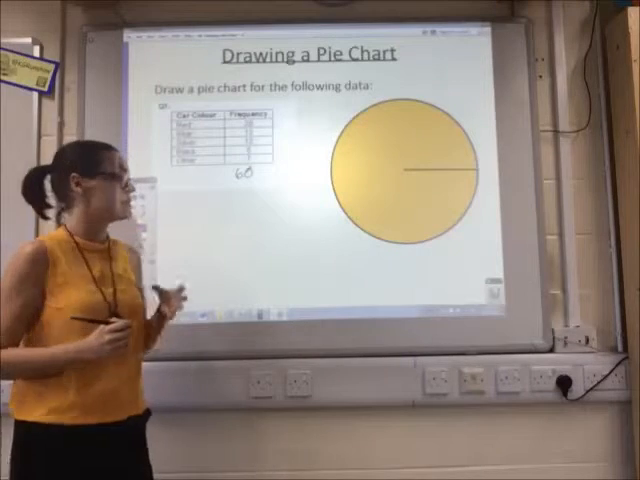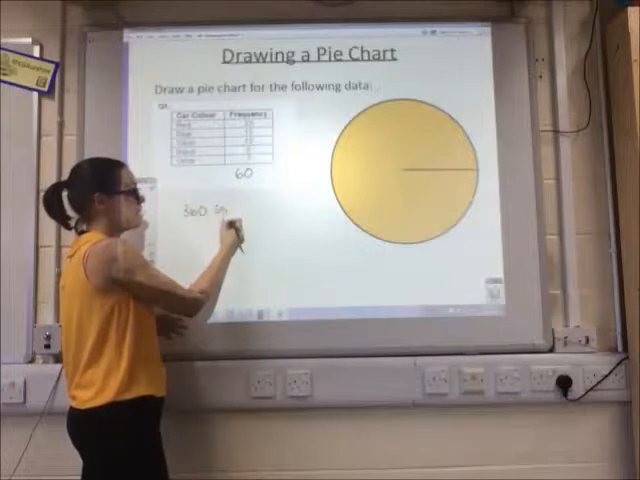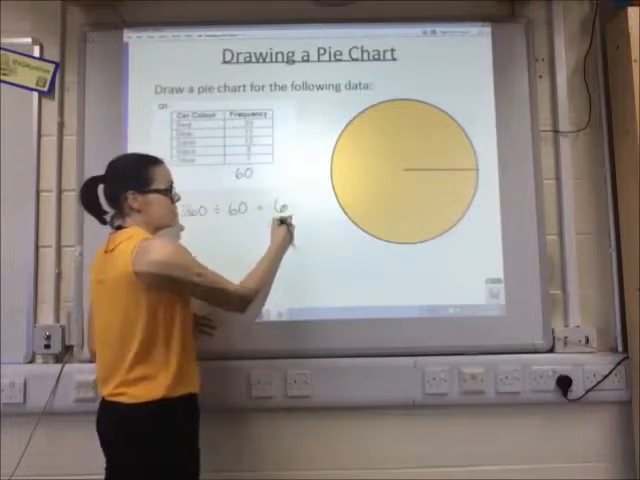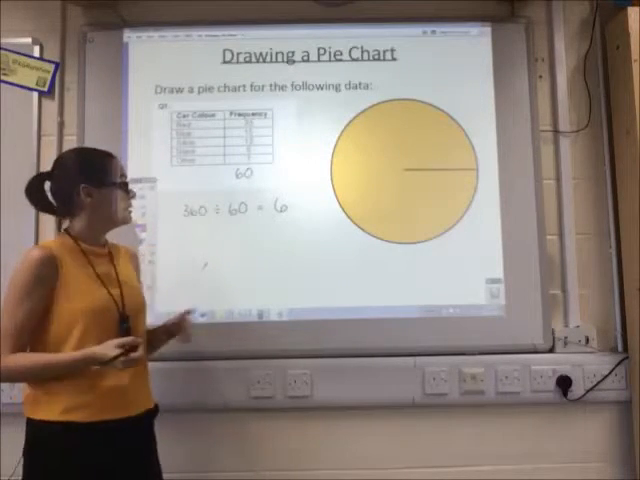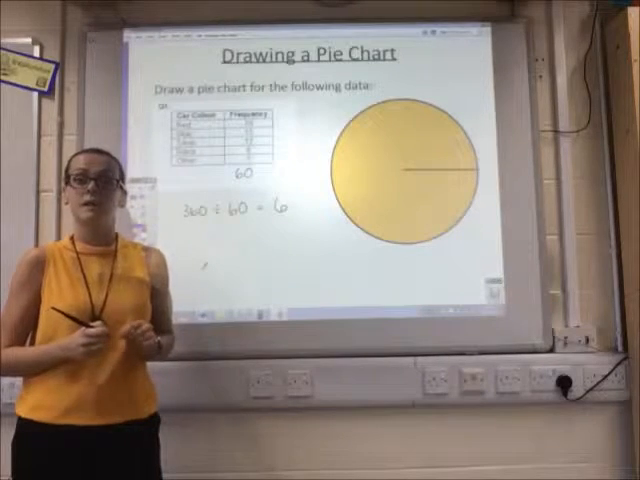So my next step is always to do 360 degrees divided by the total number of people in order to figure out how many degrees represents one person in my pie chart. So 360 divided by 60 means that 6 degrees represents one person.